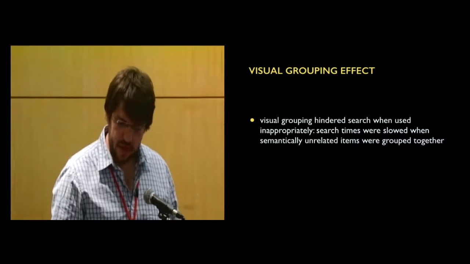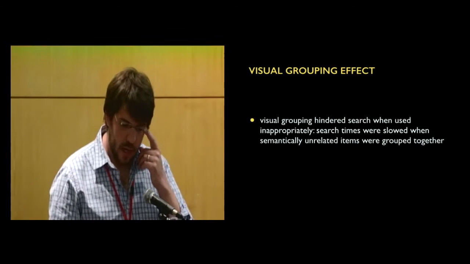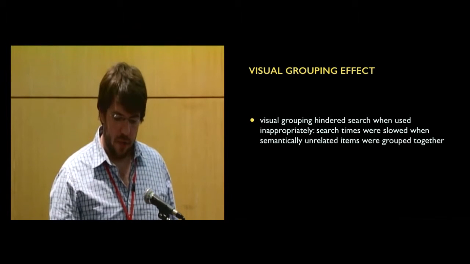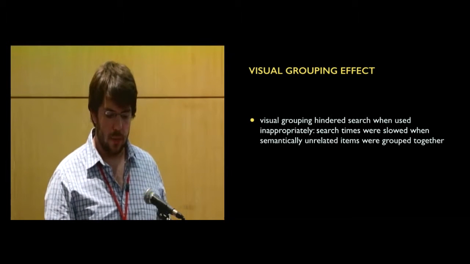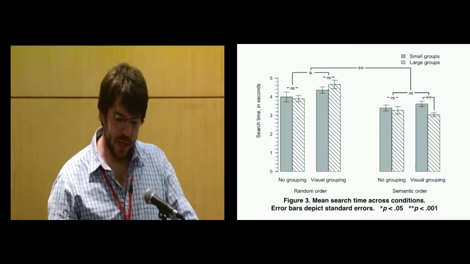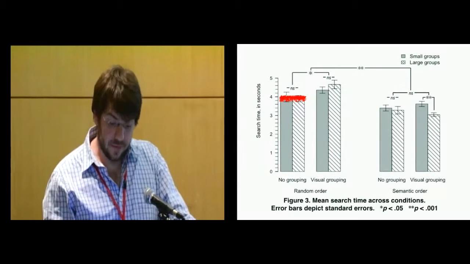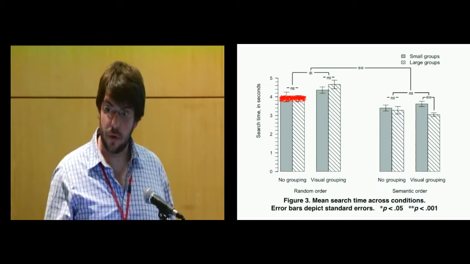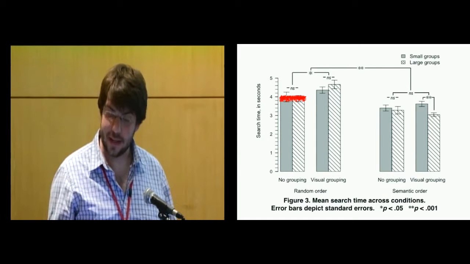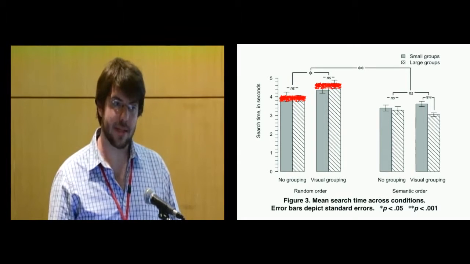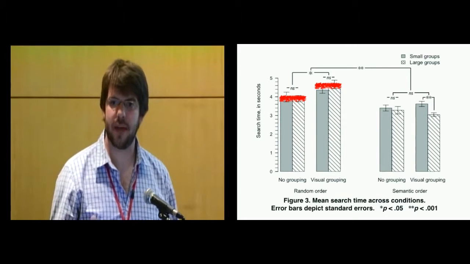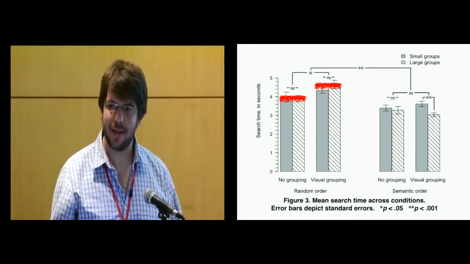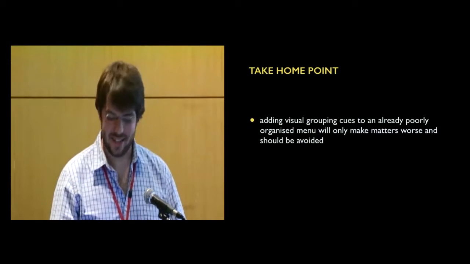There's a third thing going on, which is kind of interesting, we think, which is that visual grouping actually hindered search when used inappropriately. So search times were slower when semantically unrelated items were grouped together. This was faster, when the stuff is all mixed up and you've got no boundary boxes. Hey, you're fast. I put boundary boxes around everything else. Suddenly you're confused. You're like, there must be some logic here, and you get stuck.